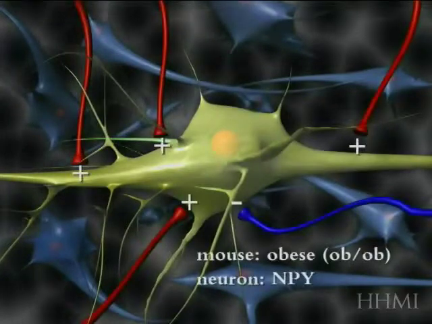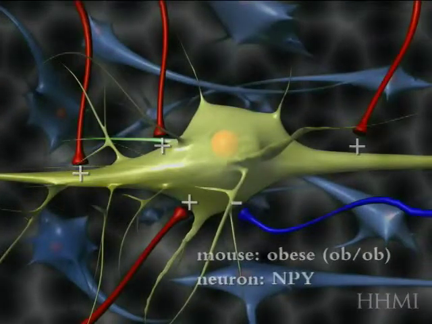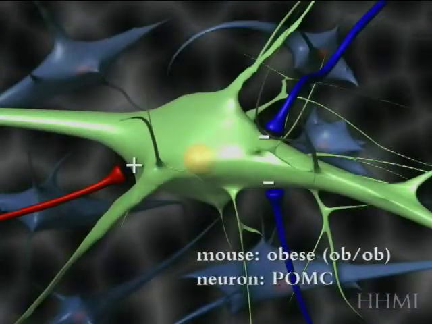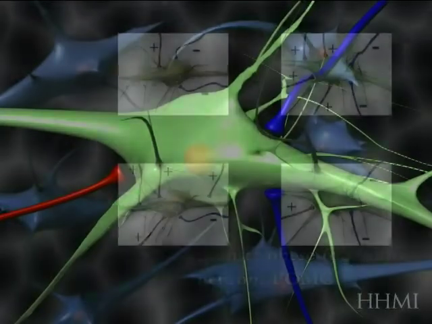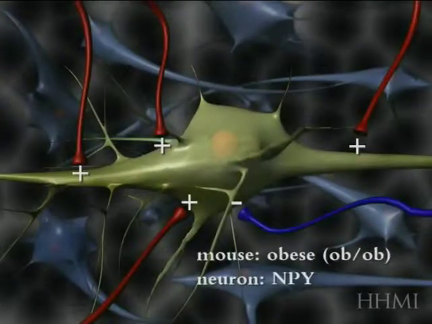Now you look in the OB mouse, and what do you see? More excitatory inputs that would tend to activate the neurons that stimulate feeding, and the POMC neurons that express MSH and that repress feeding, you have fewer excitatory inputs. So you compare OB to wild type, and what you begin to see is the wiring diagram is different in ways that would favor activation of NPY and disfavor activation of the neurons that express POMC, the precursor of MSH.